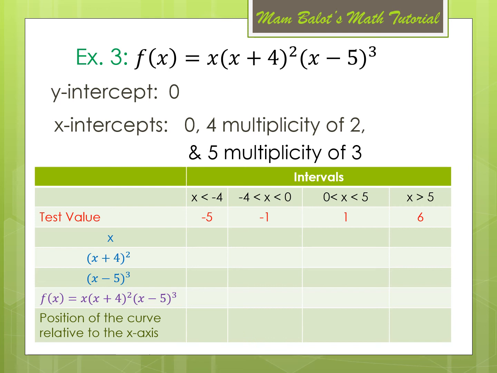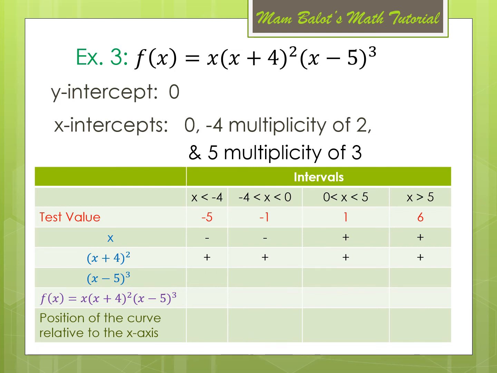So for the first factor, which is x, we have a negative, since we have negative 5 substituted to x, so that is a negative. Then negative 1 substituted to x, so we have a negative. Then for 1, we have positive 1, so that would be positive. And if 6 is substituted to x, that would also be positive. Then for the second factor, which is x plus 4 squared, we have positive all in all. Why? Because any number, positive or negative, raised to the power of 2 will always result to a positive value.